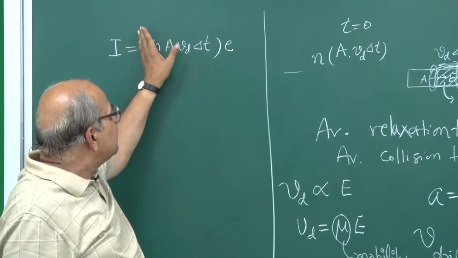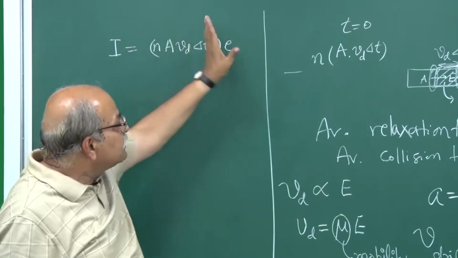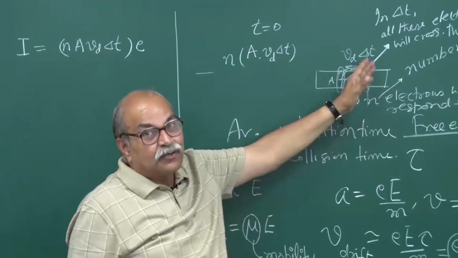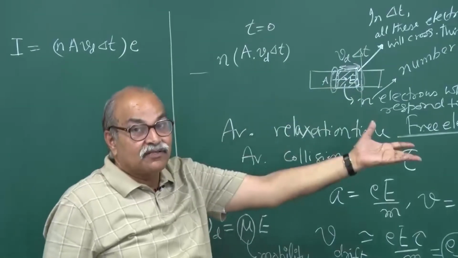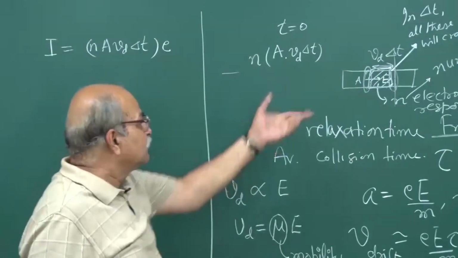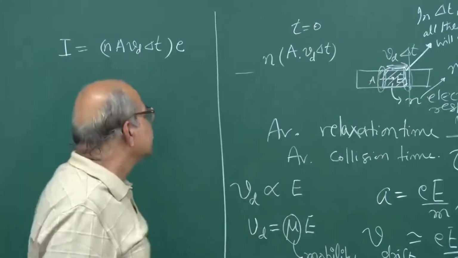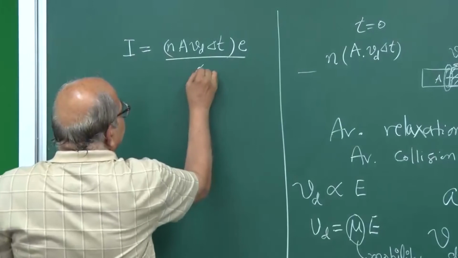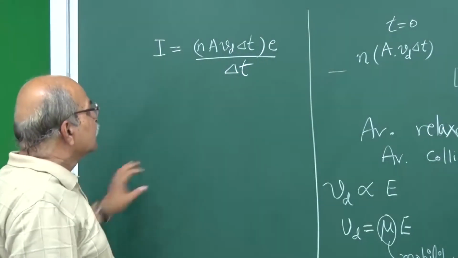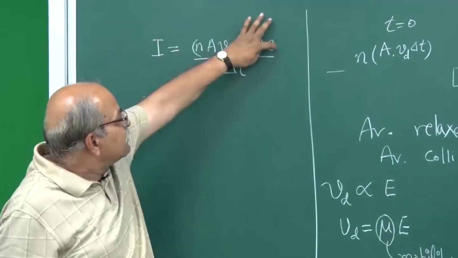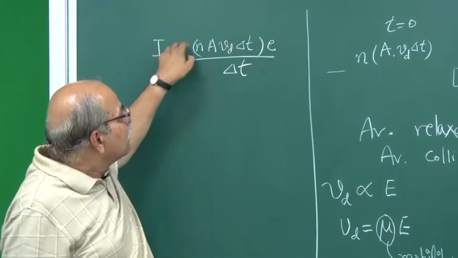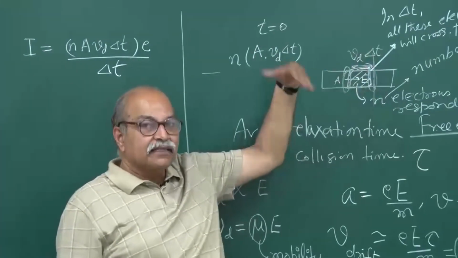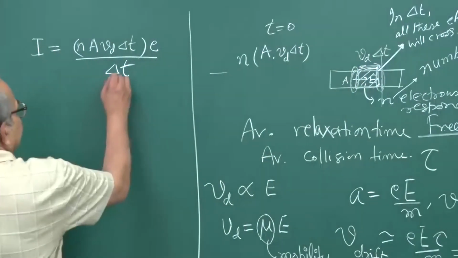So this much of charge is crossing here in time delta T. So per unit time how much charge is crossing, that is the current. So the current will be this divided by delta T. This much charge is going in time delta T. So per unit time, how much charge is going through a cross section, that is the current.